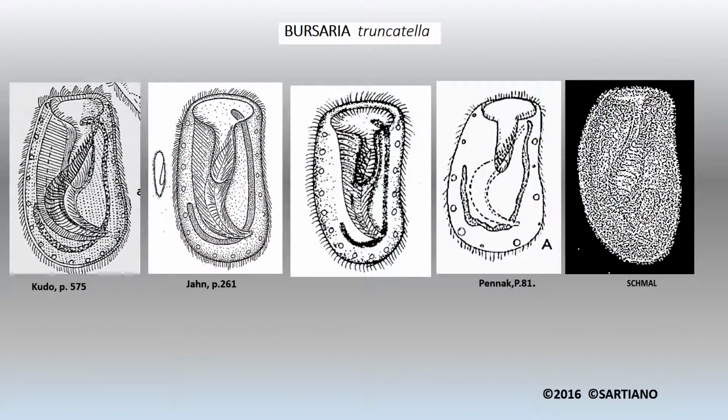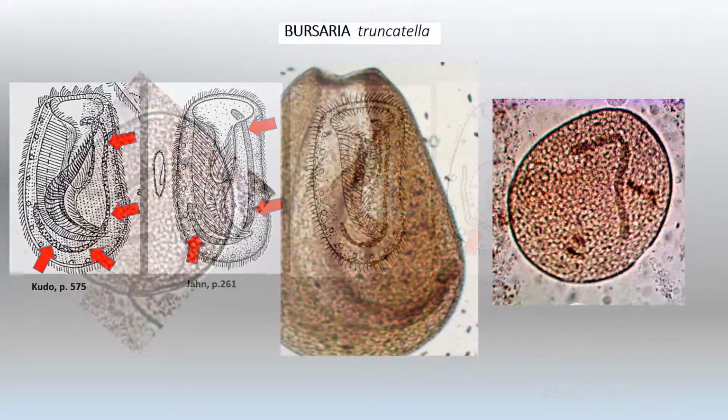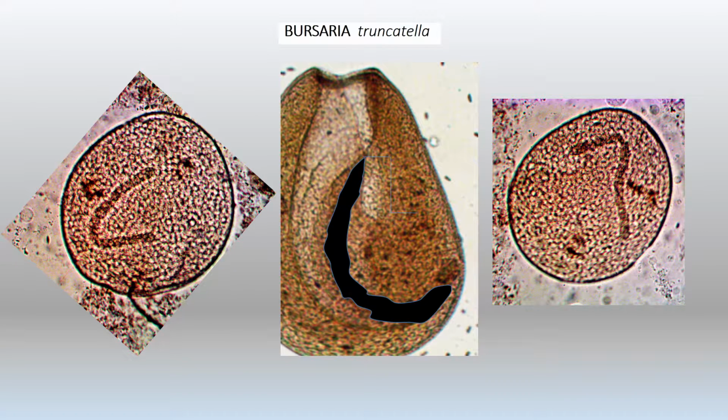Bursaria has a macronucleus and multiple micronuclei. The macronucleus is variously described as bandiform and C-shaped. The central photomicrograph here shows the typical C-shape of the nucleus in the usual context.